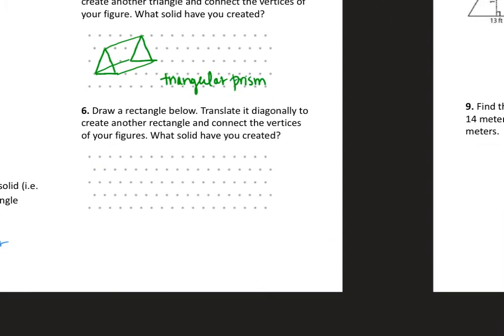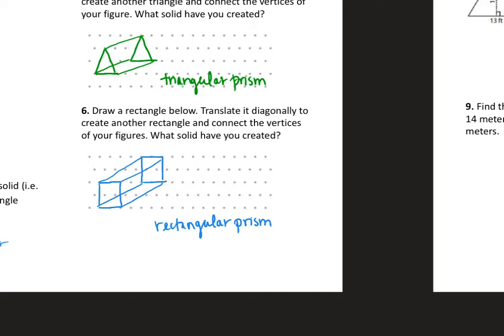Okay, number 6 is asking to do something similar. We're drawing a rectangle, and we're going to translate it diagonally. And then just like before, we're going to connect the vertices. This would make a rectangular prism.